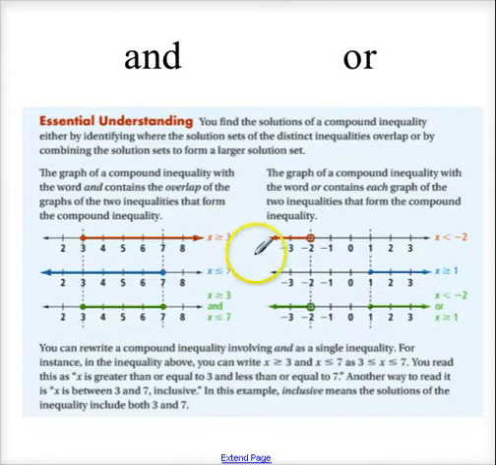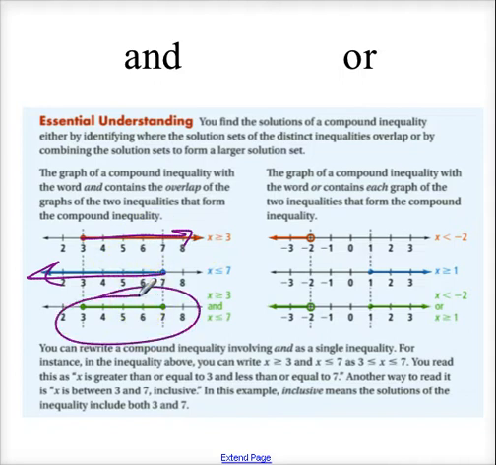In an and compound, say we have the inequality x is greater than or equal to 3, which goes this way on the graph, and x is also less than or equal to 7, which goes this way on the number line. Notice they have a common middle. So I would graph it like this on my number line. This is where x can be that satisfies both of those inequalities.